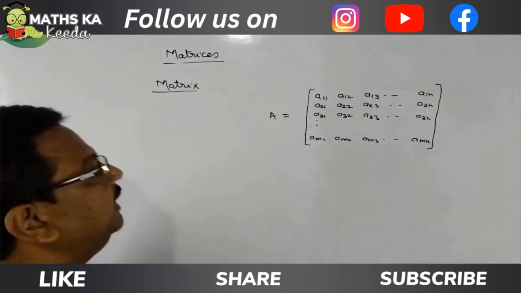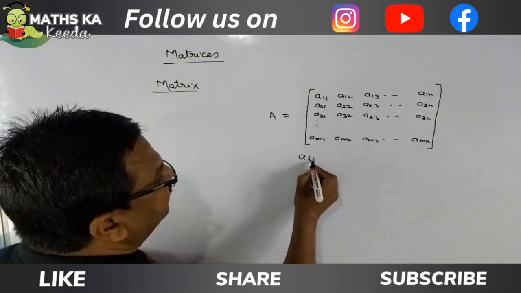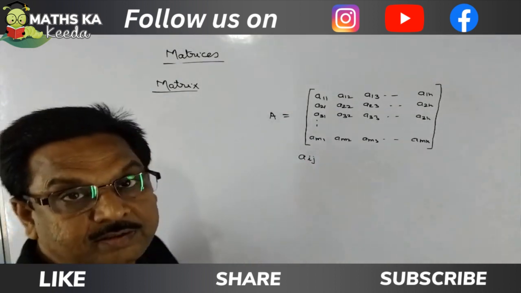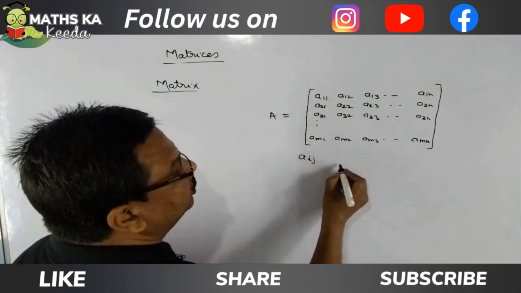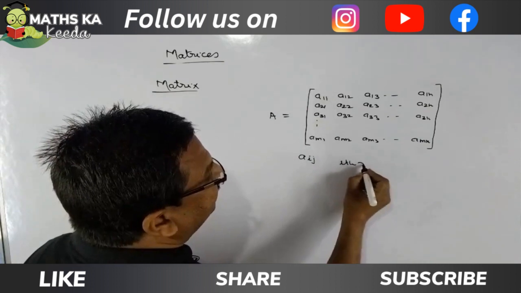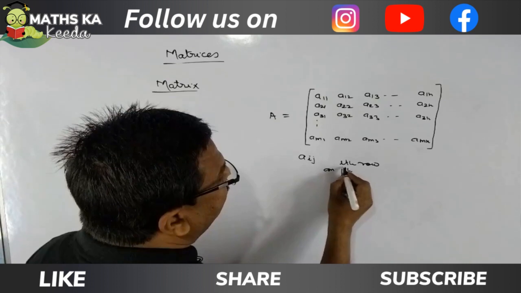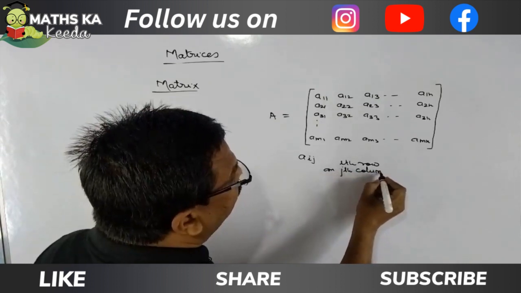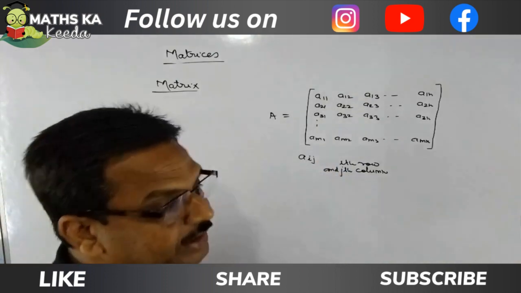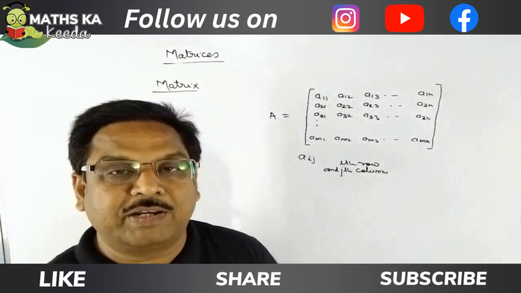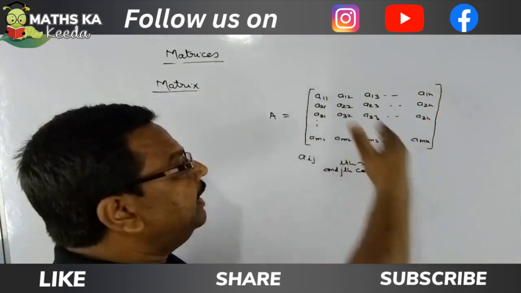Because two subscripts mean, friend, consider any element given, say aij. This aij has two subscripts, i and j. The first number shows the row, so you can say the ith row, and the jth column. Any element you write, the first number shows the row and the second number shows the column.